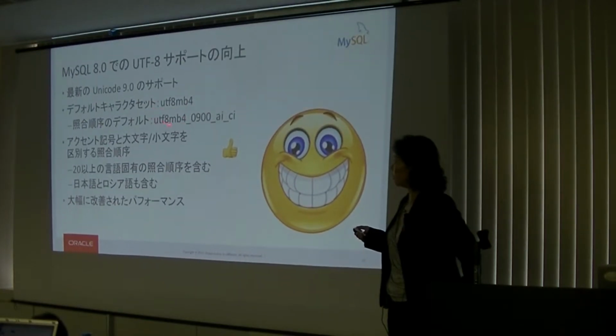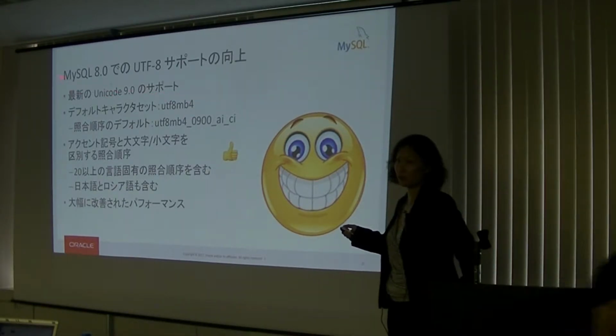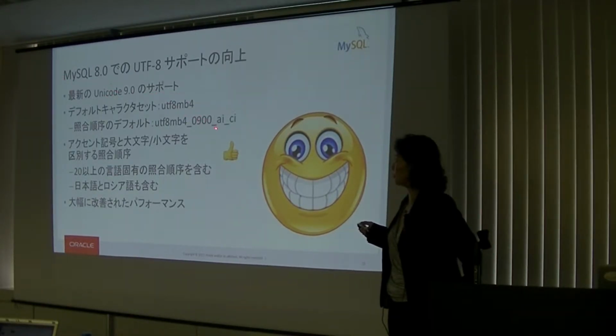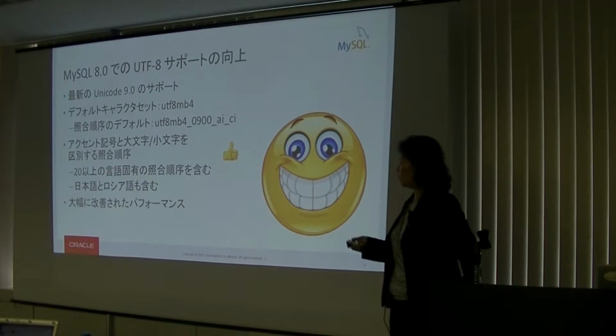utf8mb4 is the name of the character set. 0900 is the version of Unicode. So we support the newest version of Unicode, which is 9.0.0. AI stands for accent insensitive. CI stands for case insensitive. In addition, we support collations for more than 20 languages. I will show you an example of the Japanese collation. In addition, we also improved performance.